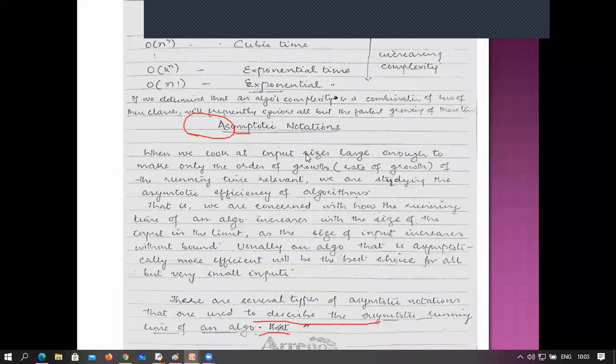Next, if a complexity is n square, you can say the complexity is quadratic. If it is n cube, you can say it is cubic. If it is 2 raised to power n or 3 raised to power n, I have written k raised to power n, you can say the time complexity is exponential. And even if it is in factorial form, that is also exponential. Is it clear?